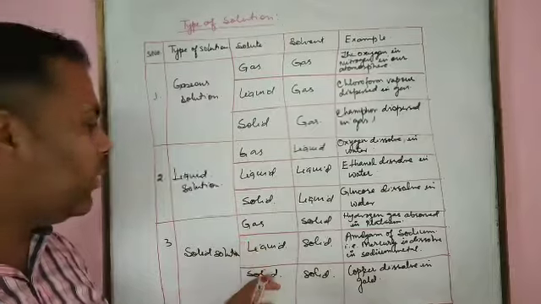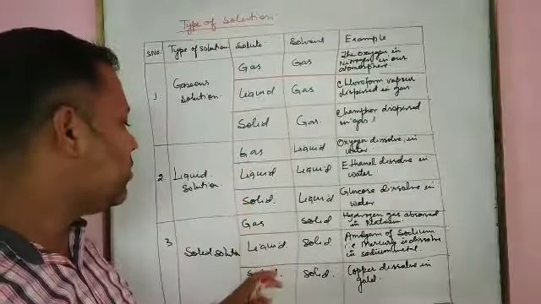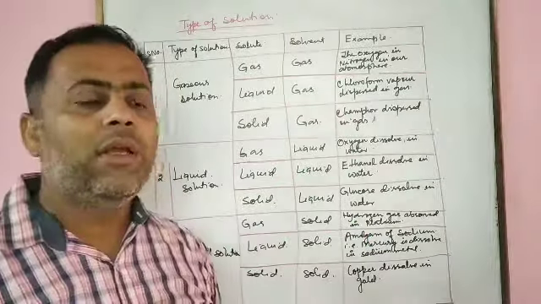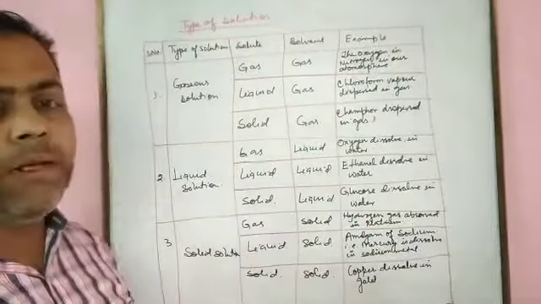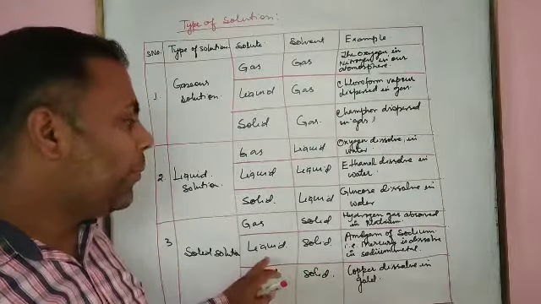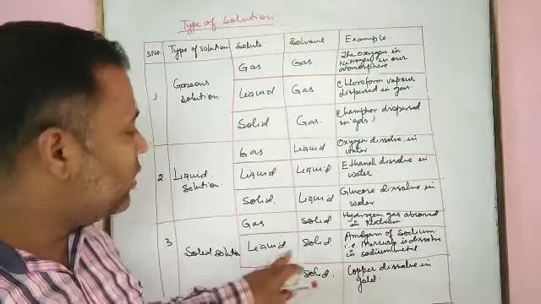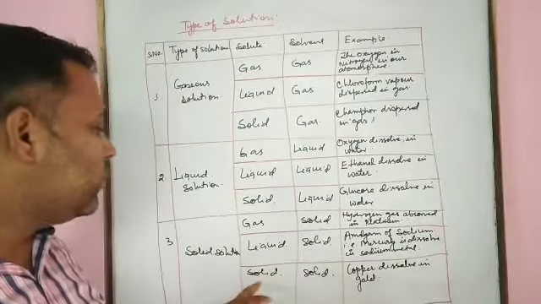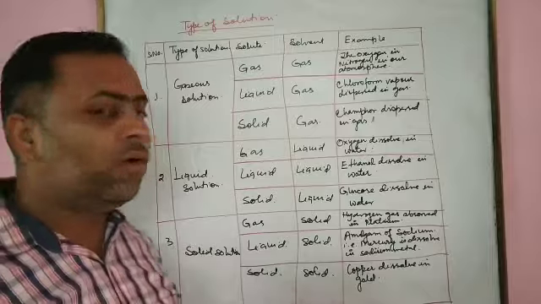We have three types of solid solution, that is gas in solid. We have the example of hydrogen gas which is absorbed in the platinum. The next, liquid in solid, that is the mercury when it is dissolved in sodium metal which is in solid state. The next one, solid in solid, the copper dissolved in gold.